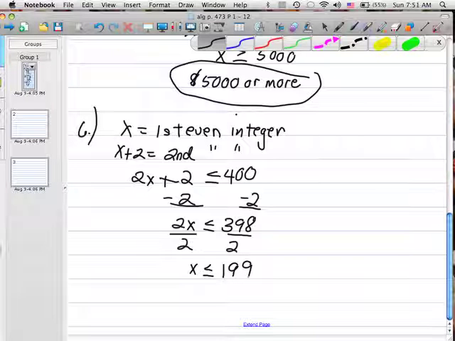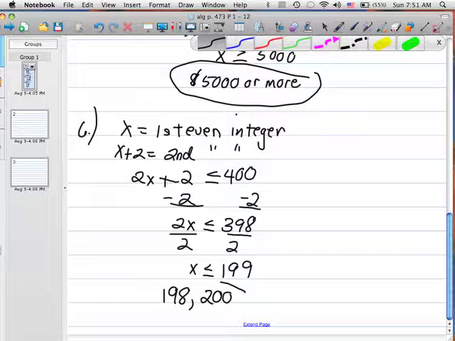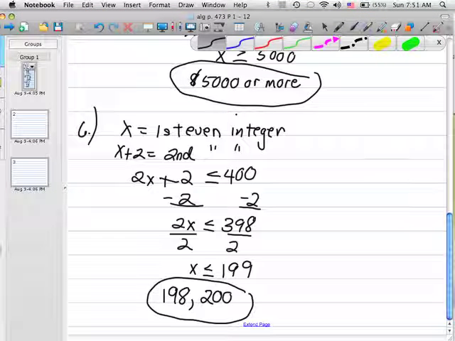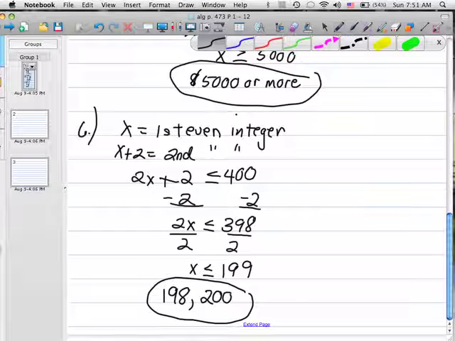199. So I want the first pair of integers with the greatest sum. So the very first even number under 199 would be 198 is my first even integer, and then add 2, it'd be 200. So if I added those two, that would give me the largest sum less than or equal to 400.